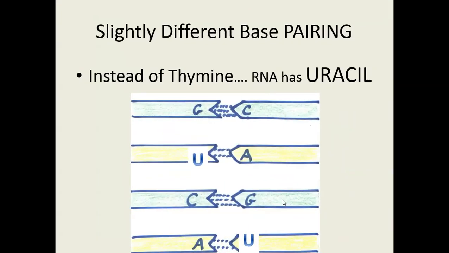All right, so slightly different base pairing. We looked at a similar picture when we did DNA. G will still go with C. C will still go with G.